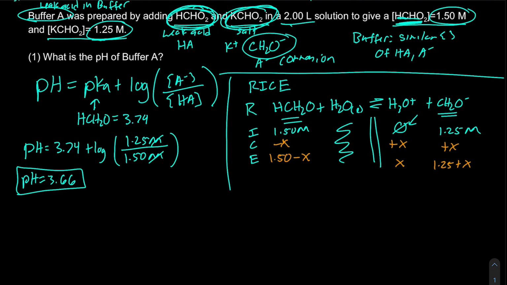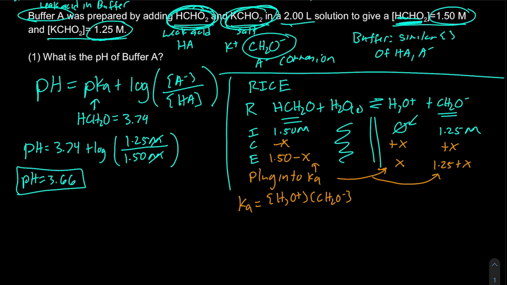Now, as we would always do, we're going to plug these variables that we have for our reactants and products into our Ka expression. So our Ka is going to be our product concentration divided by our reactant concentration at equilibrium. And we know the Ka value for our formic acid is 1.8 times 10 to the negative fourth. Again, we go to a table and we can find that. And we plug in what we have for our concentrations here.